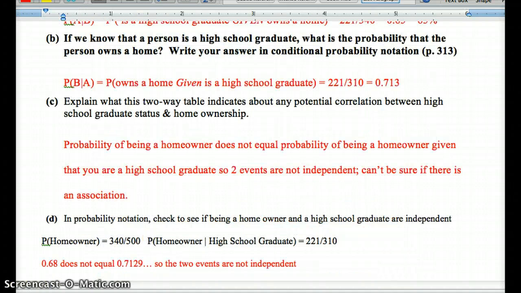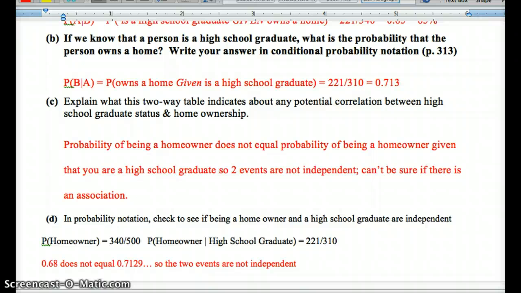Okay, so when we look at this two-way table, we see the probability of being a homeowner does not equal the probability of being a homeowner given that you're a high school graduate. So the two events are not independent. We can't be sure if there's an association from this data.